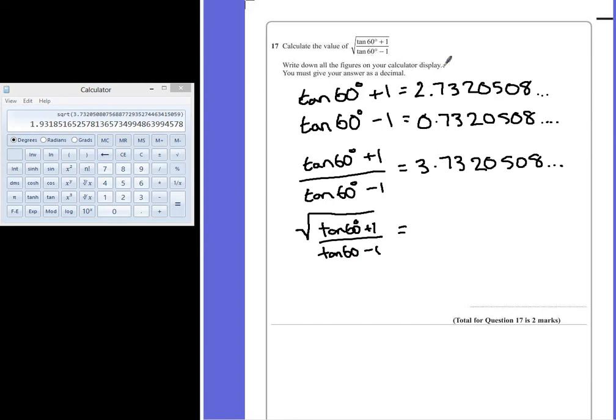It says to write down all the figures on your calculator display as a decimal, so that's going to be 1.93186525781. I've run out of space. Most calculators will only go up to about 9 decimal places. You just write down exactly what you see on the calculator screen, and that will be your answer.